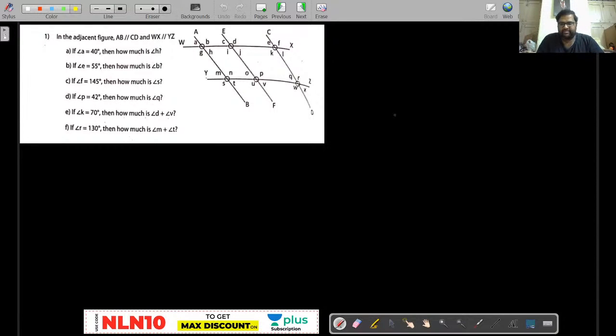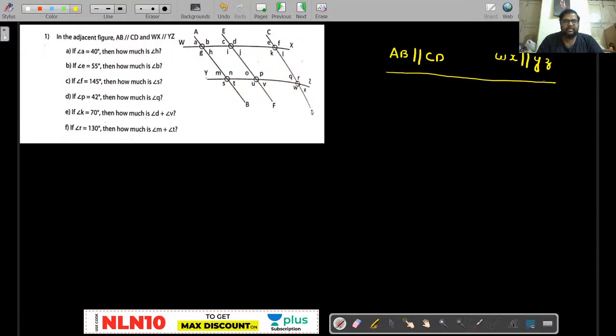In the adjacent figure, now read each and every point, right? Each and every point is very, very important. In the adjacent figure, AB is parallel to CD, it seems, and WX is parallel to YZ, it seems. Now these are the 2 conditions given there. Now using these 2 conditions, you are asked to find out all these questions with some basic questions, right?